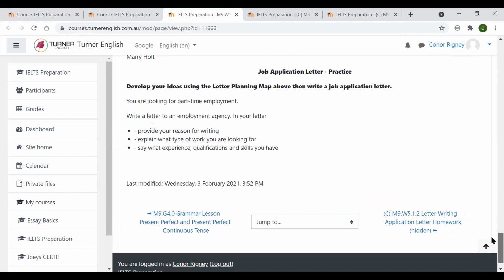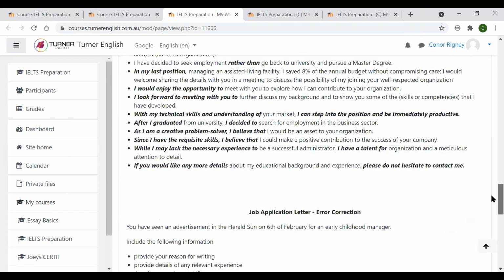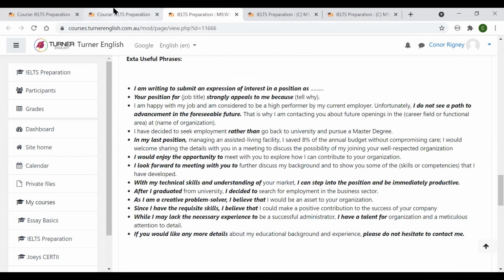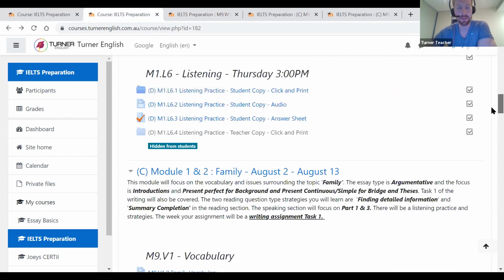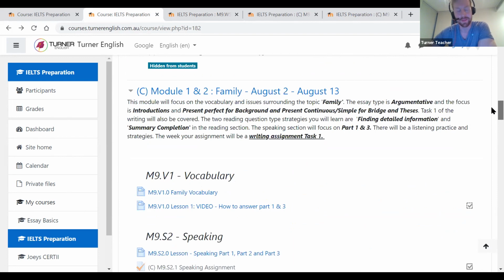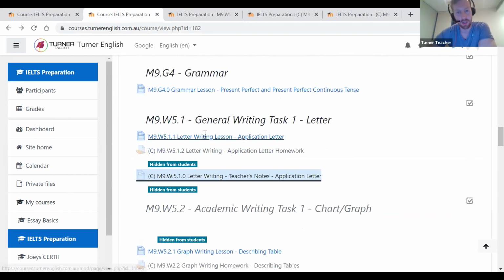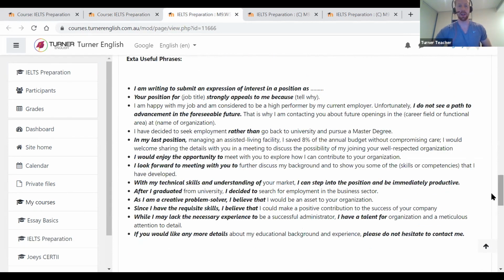Is this page in the module or no? It is, so you guys should have access to it. It's module 1 and 2, family, August 2 to August 13. General letter writing lesson, application letter. Okay, yeah, so there are a lot of phrases here that you can use.